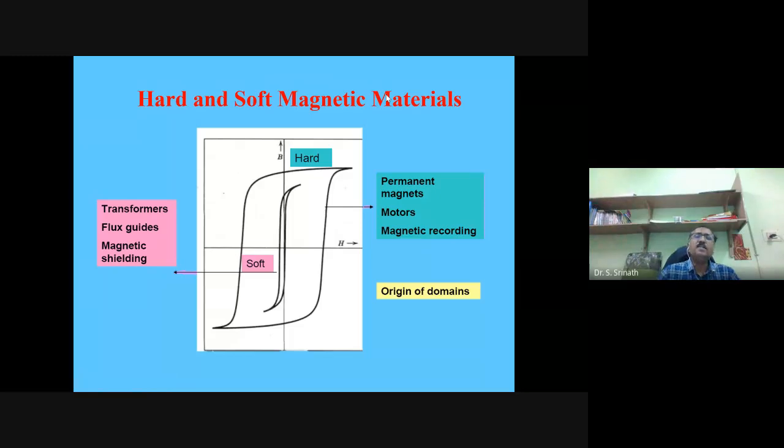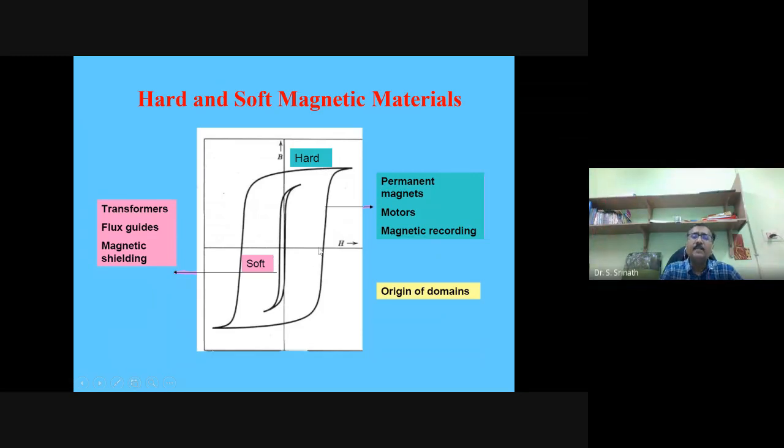What I mean by hard and soft is not mechanically hard or soft. It is soft when it is easy to magnetize. I don't need to apply a large field in order to magnetize the specimen. For example, with this inside curve, you see that for a very small field I am able to magnetize the specimen, and then demagnetize it again for a very small field. That means the Hc in this case is very, very small. So this material is called a soft magnetic material.